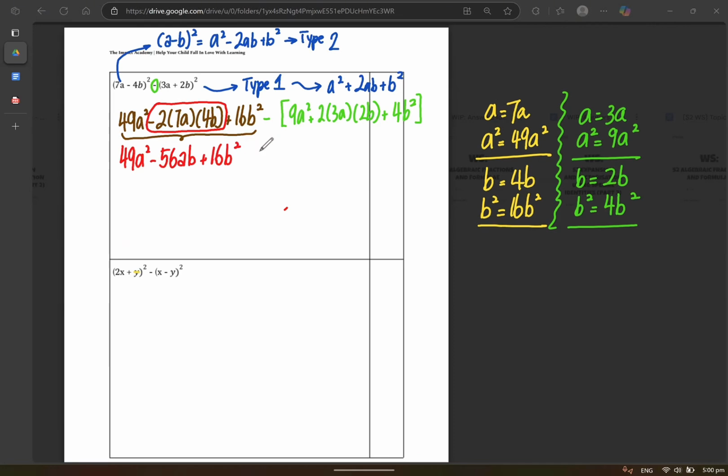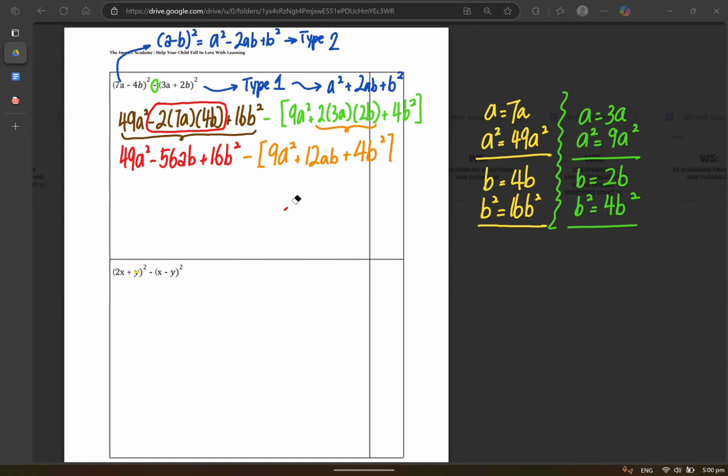Okay, then the minus remains. Whatever is over here can be solved, so I'm just going to solve it all together. We will have 9a squared, and then what is over here: 3 times 2 is 6, 6 times 2 is 12. So plus 12ab plus 4b squared. Can you understand?